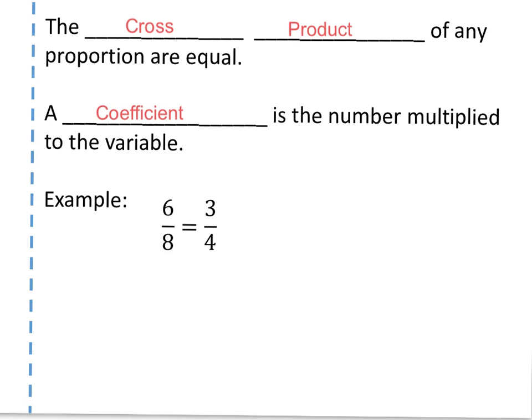For example, we have 6 over 8 equals 3/4. There are a few ways we can prove that this is accurate. If you look at 6 over 8, you notice that both 6 and 8 are divisible by the number 2. So when I go 6 divided by 2, my answer is 3. 8 divided by 2 is 4. So therefore, 6 over 8 is equal to 3 over 4. They are equivalent fractions, since 6/8 can be reduced to 3/4.